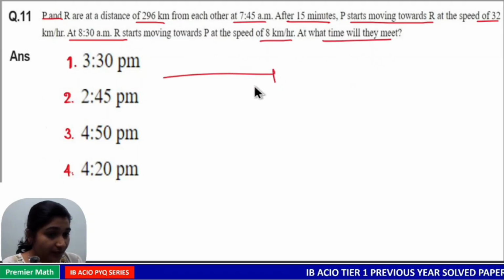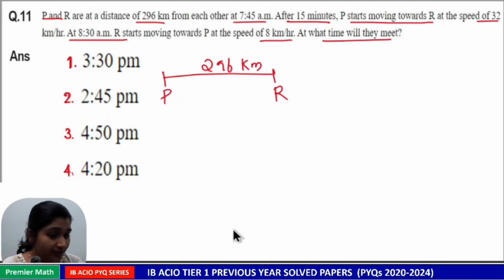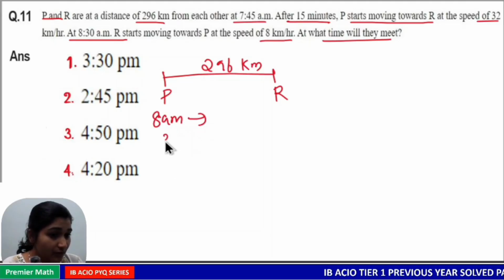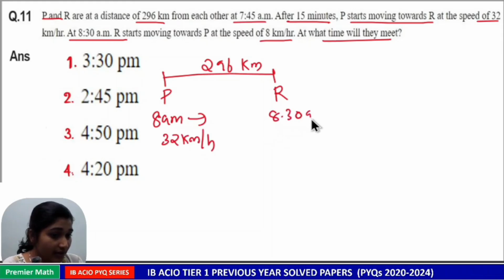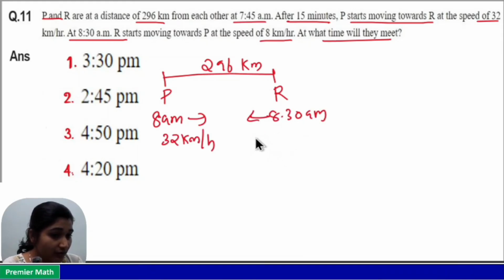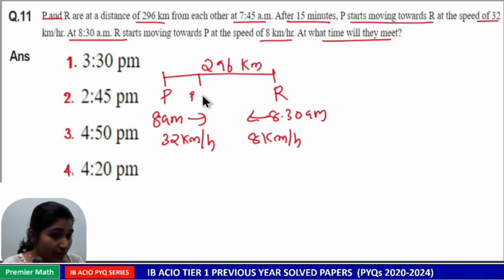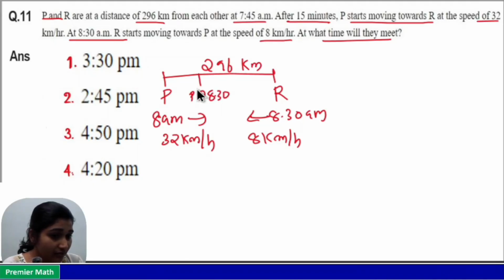Here, initially, P and R are at a distance of 296 km. Now, after 15 minutes from 7:45 am, means at 8 am, P starts moving with a speed of 32 km per hour, and at 8:30 am, R starts moving with a speed of 8 km per hour. Now we can see the times are 8 am and 8:30 am, so just equalize the time. So at 8:30 am, P is at 8:30 am, then we can consider R at 8:30 am.